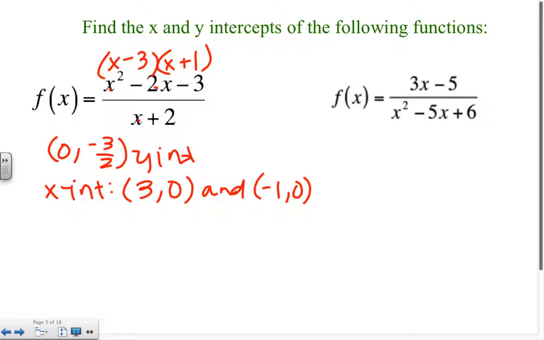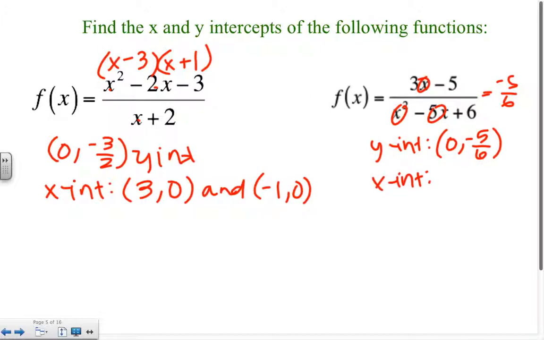For the y-intercept over here, if I plug in 0, it would be negative 5/6. So my y-intercept would be (0, negative 5/6). My x-intercept would be when my numerator is equal to 0, which would end up being positive 5/3 if I set 3x minus 5 equal to 0 and solve. So it would be (5/3, 0). These are going to come in handy when we are trying to graph by hand.